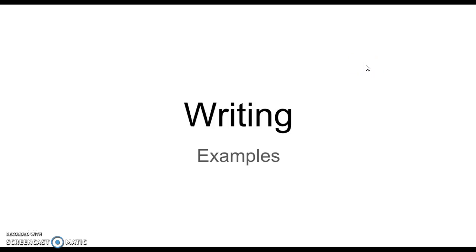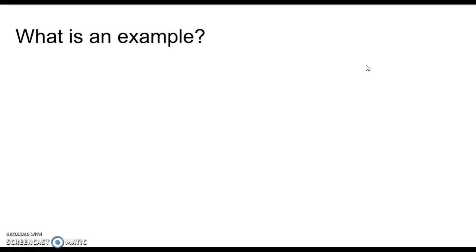In this short video, we'll be discussing examples in writing. So first of all, what is an example? An example is an idea or a sentence that we add to a paragraph or an essay to illustrate a point. Examples are specific, they're not general or vague.